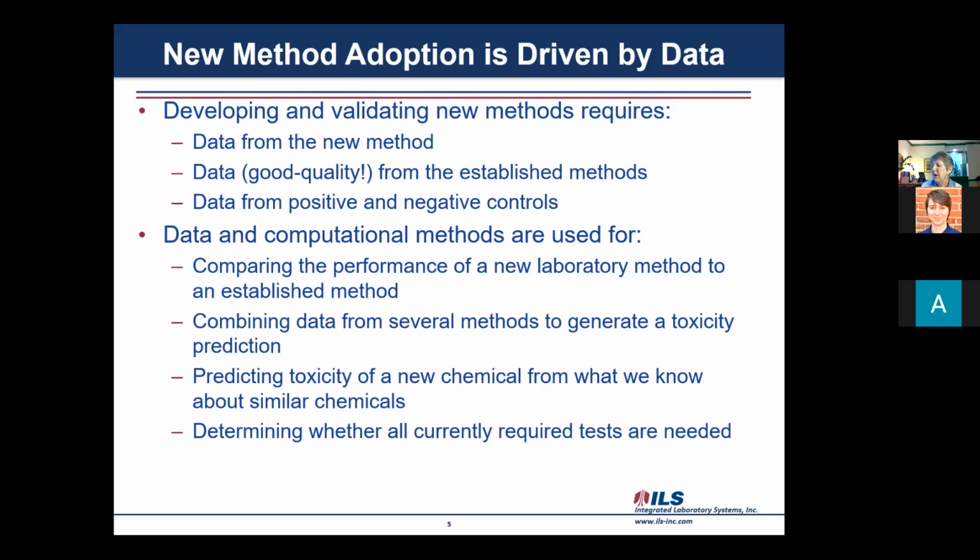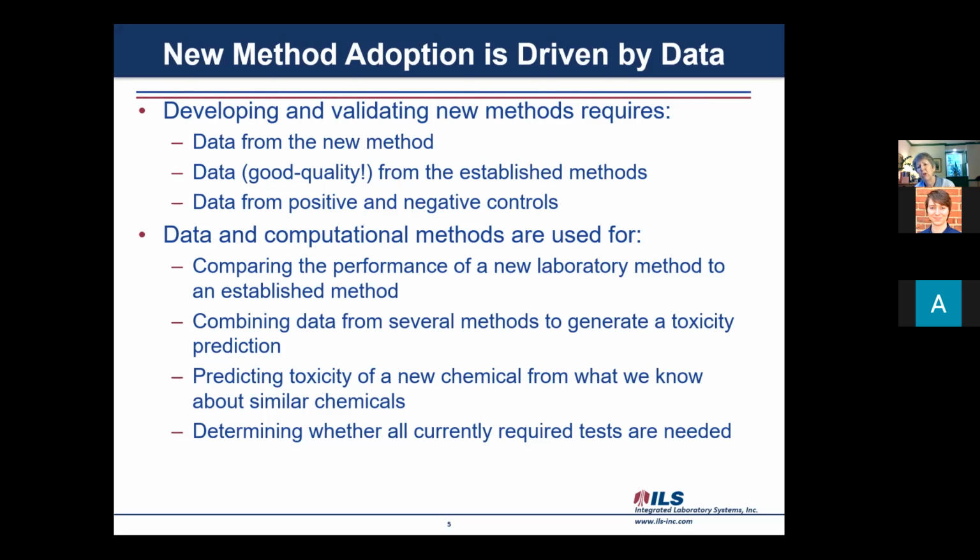And so another thing you want to do is, in addition to comparing the performance of a new laboratory method to an established method, you might want to combine data from several methods to generate a toxicity prediction. So if you think about what happens when you feed a chemical to an animal, or you treat an animal with a chemical, you've got a lot of things going on in that animal.